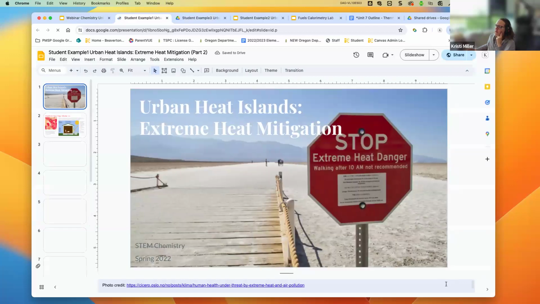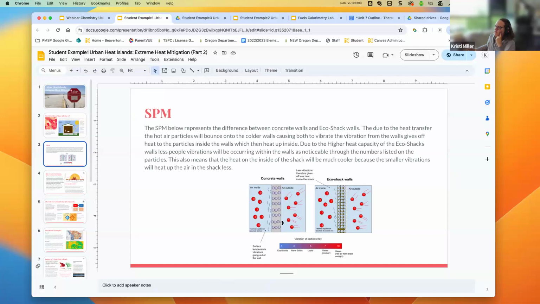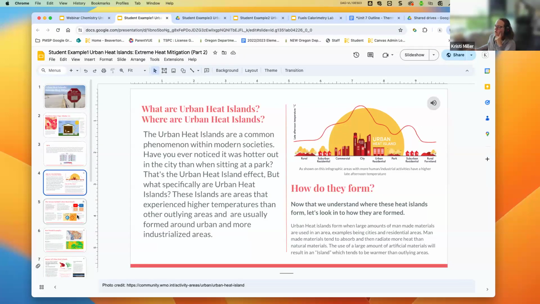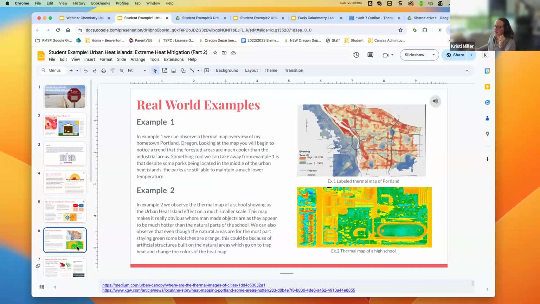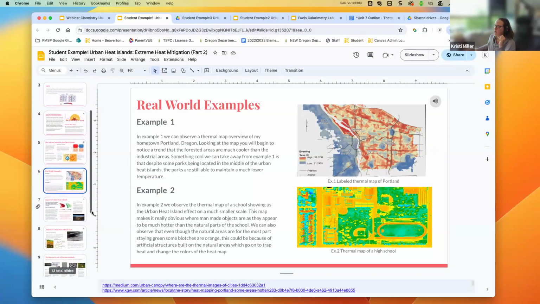Last one. This one, I love this. They did a small particle model where they're looking at the air outside versus the air inside, right? And there's a concrete wall versus an eco shack wall. So they really come up with a lot of very clever things. And then they went in and drew a small particle model or found something to simulate a small particle model. Fantastic. Love that. Looking at some real world examples, there's our Portland map.